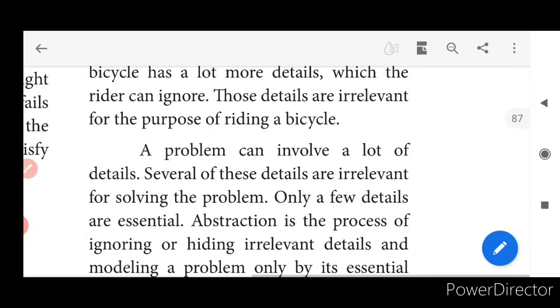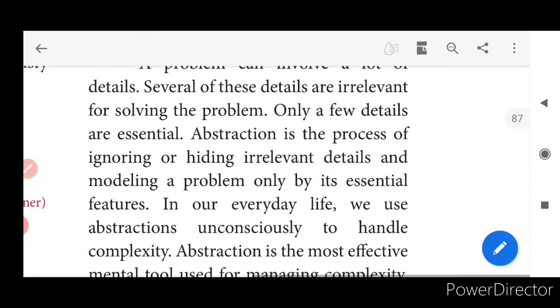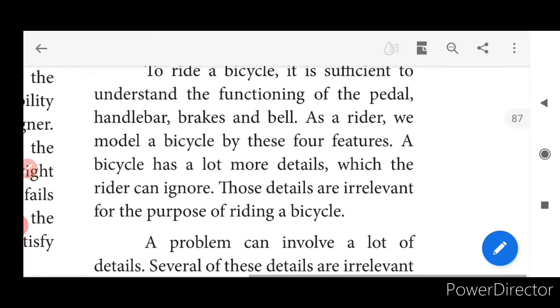The problem can involve a lot of details. Several of these details are irrelevant for solving a problem. Only a few details are essential. Abstraction is a process of ignoring or hiding irrelevant details. Already I told you, isn't it? See, what do we do here?